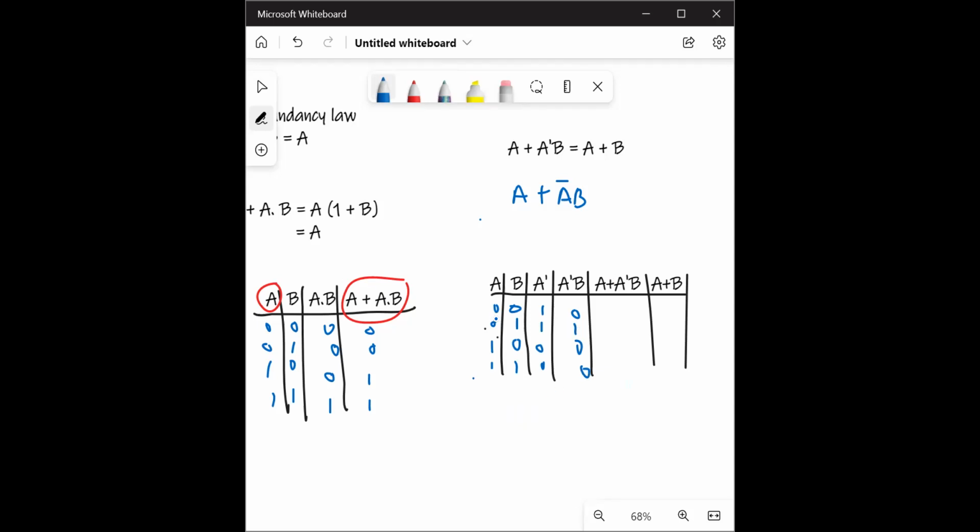Now you add A to this. When you add in, this will be 0. This will be 1. This will be 1. This will be again 1. Add A, B together. We also have the same answer, right? 0, 1, 1, 1.